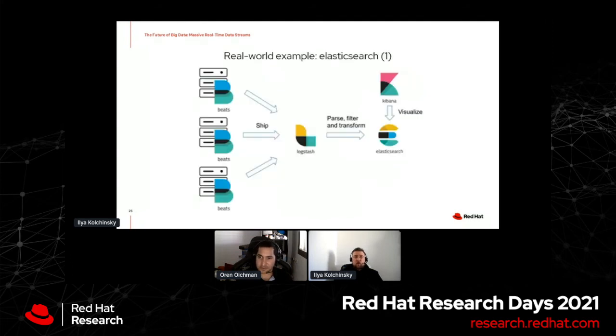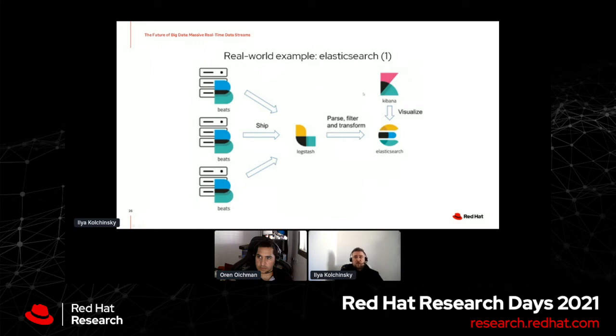And let's take a look at a real life example taken from what Red Hat actually do. So here we have this component called Elasticsearch, which receives a stream of system logs and does very complex processing to these system logs. And then we have a GUI tool called Kibana to visualize the results of this processing. Now, Kibana actually visualizes and shows to the users a very small fraction of all the data received by Elasticsearch.